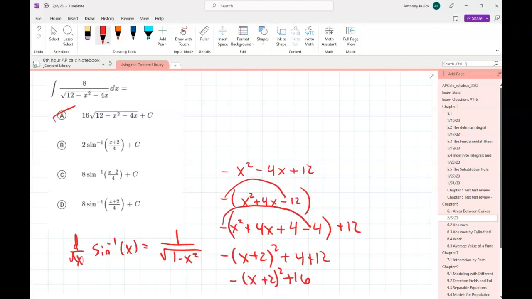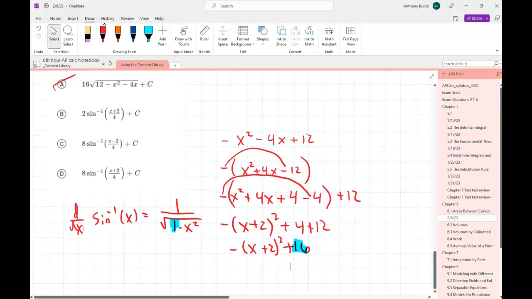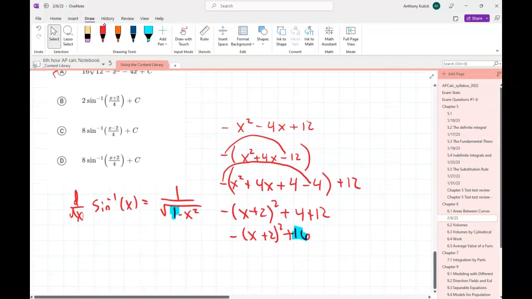And now I go, oh, okay. What's the problem with what I have? To be able to use that antiderivative, I should have a 1 there. What do I have? 16. How do I remedy that problem? Factor a 16 out of all of that.